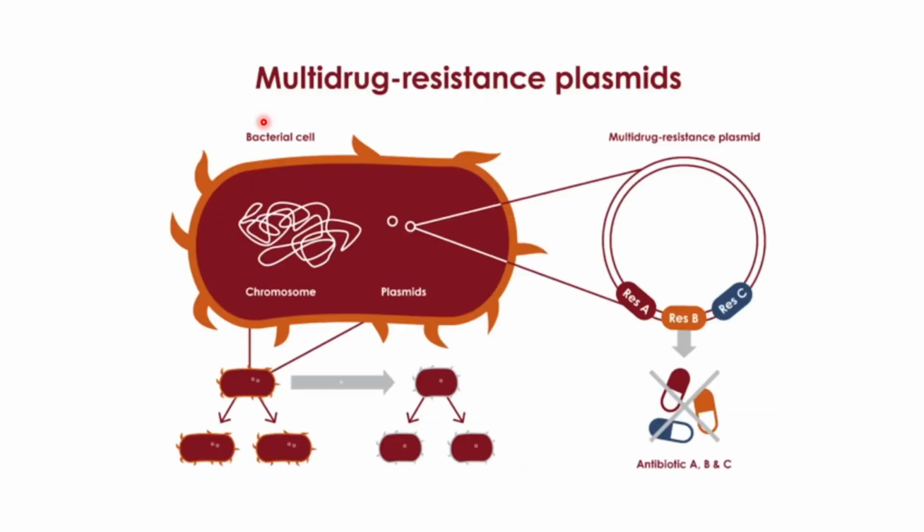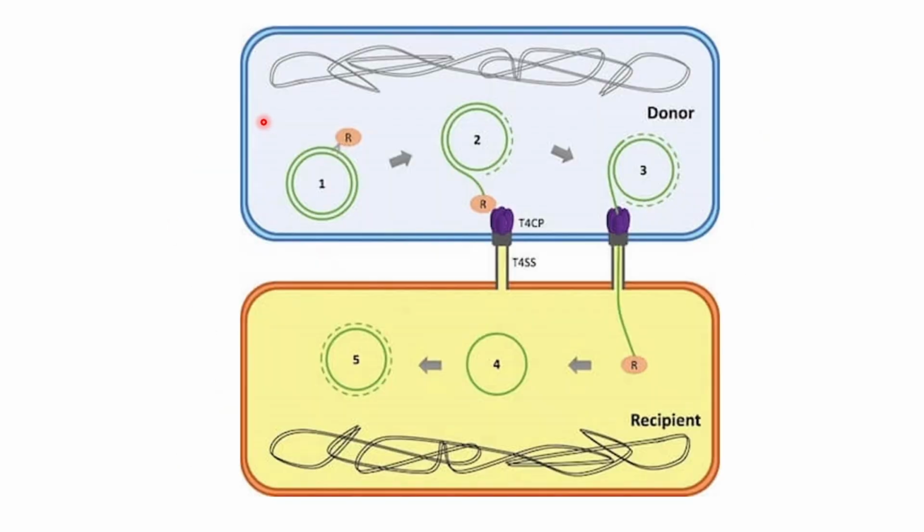Horizontal gene transfer. One of the main vehicles for gene transfer among bacteria are small circular pieces of DNA, or plasmids. Plasmids can be transferred through direct physical contact between bacteria in a process known as conjugation, which helps bacteria share their antibiotic resistant genes with their neighbors.